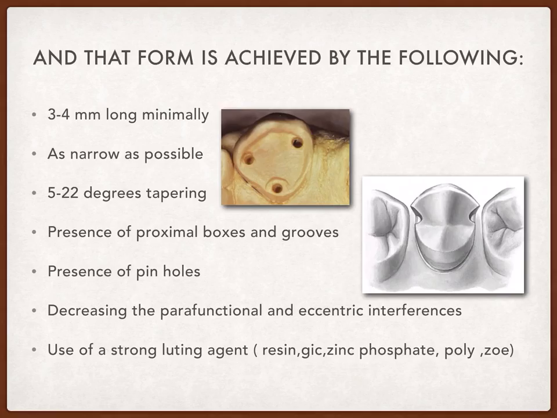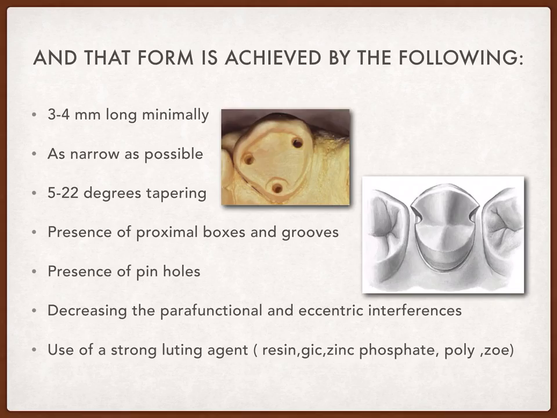And again, 5 to 22 degrees tapering, and the presence of the proximal boxes as in the gray picture, and the presence of pinholes like in the yellow picture will all increase the resistance form and prevent the rotation of the restoration. And we should decrease the parafunctional and eccentric interferences.